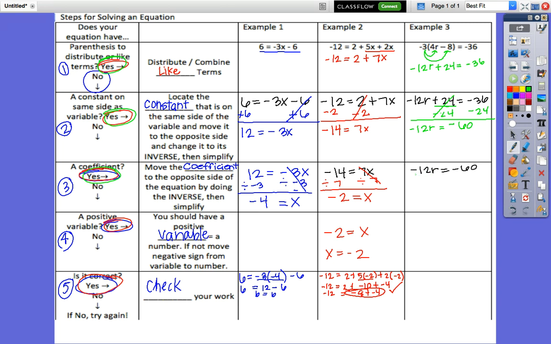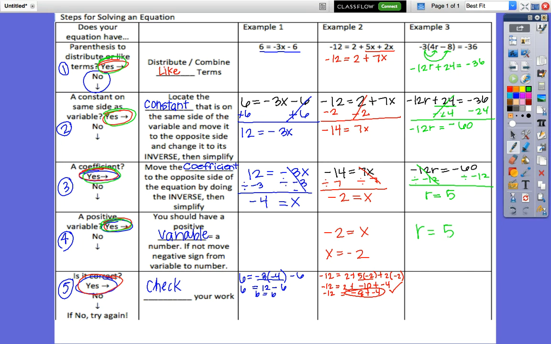It's being multiplied to that r. So I'm going to divide both sides by negative 12. Negative 12 divided by negative 12 just gives me r. And I get r equals negative 60 divided by negative 12 is positive 5. So I get that r equals 5. Question 4 asks if our variable is positive, and that is yes. So we have that r equals 5.